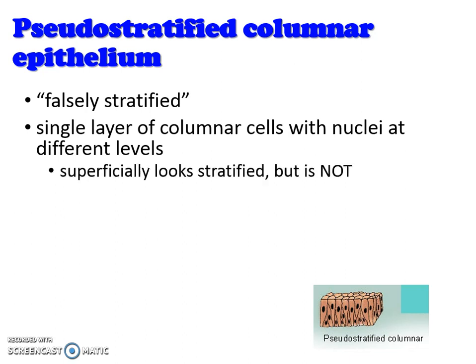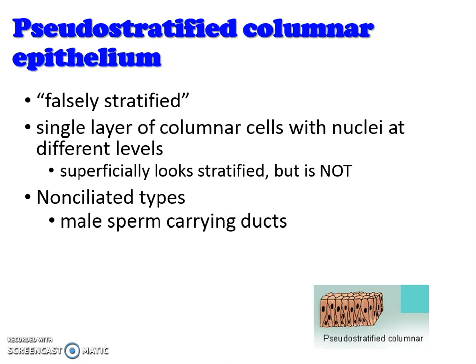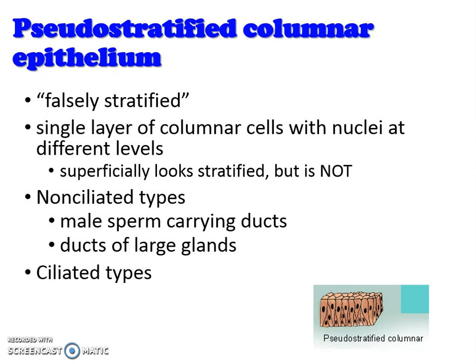And what we'll see is that the nuclei are not going to all line up really nice and neatly as they did with the simple columnar epithelium, even though in fact it is simple columnar epithelium, but we call it pseudostratified columnar epithelium. Now, some of this is not ciliated. For instance, in the ducts within the testes that are going to be responsible for carrying sperm, as well as the ducts or the tubes within some large glands.